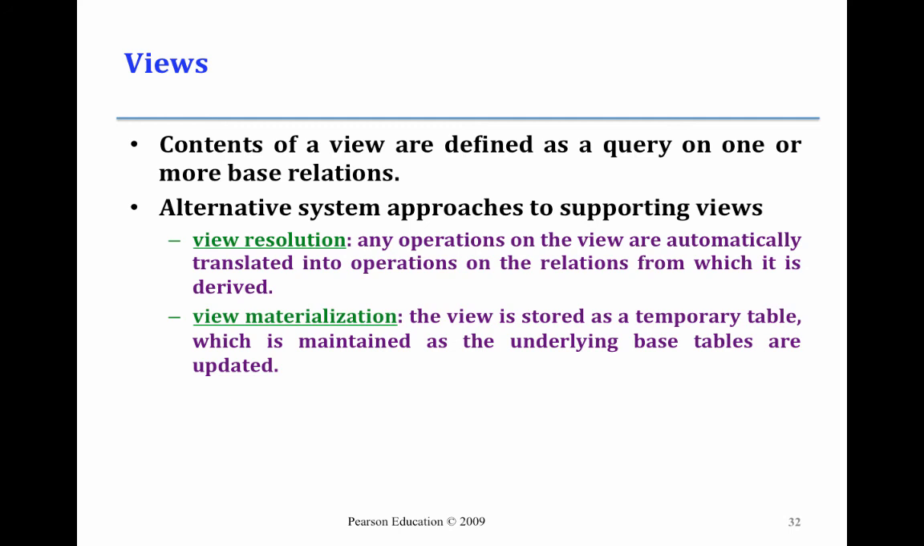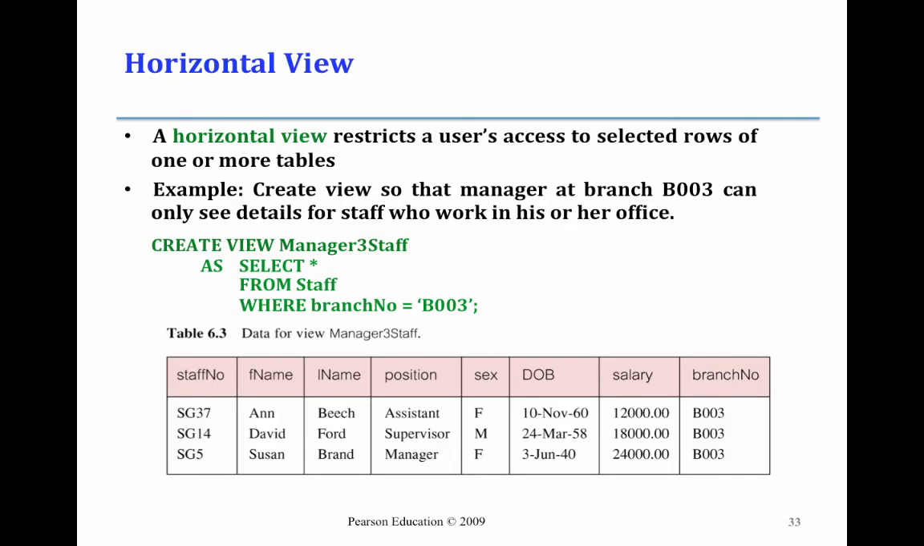Okay, and a view is defined as a query on one or more base relations, and there are two ways to support them. One is to automatically translate the query into operations on the underlying base relation. That's called view resolution. The other is to cache the results stored as a temporary table, and that's called view materialization, but it's really just caching.